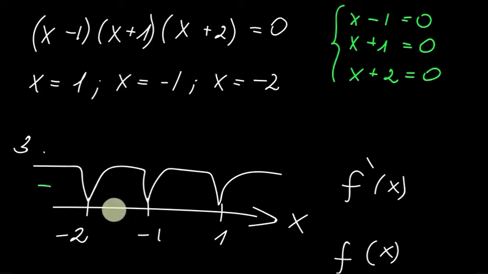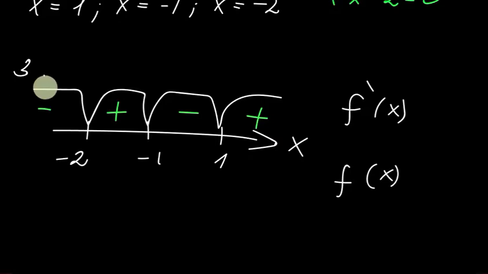If we take -1.5, this will be negative, this will be negative, and this will be positive, so the whole thing is positive. Now if we take 0, because 0 is somewhere here, we get that this is negative, this is positive, and this is positive, so the whole thing is negative. And if we take 10 for example, we get that this is positive, positive, positive, so the whole thing is positive. Now our function here is decreasing, here increasing, decreasing, and increasing.